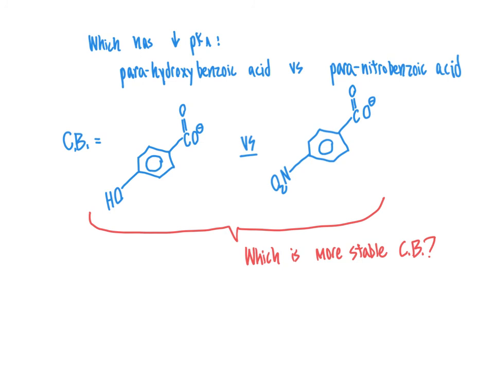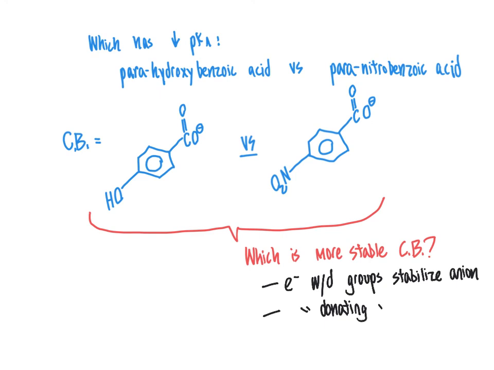And so taking a look at these, we have to think about the fact that electron withdrawing groups are going to stabilize the anion. Electron donating groups are going to destabilize the anion, because the anion at its heart has too much electron density. It needs to get rid of some of that electron density in order to become more stable. And so that's why electron withdrawing groups are going to stabilize the anion. They can be electron withdrawing by resonance or by induction.